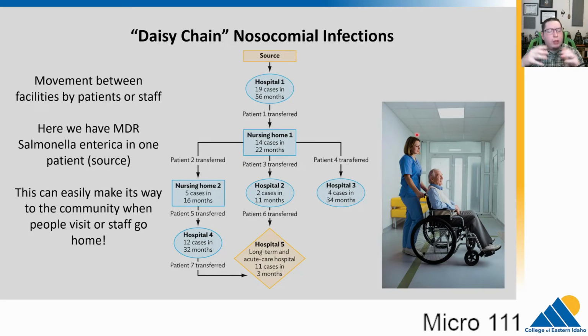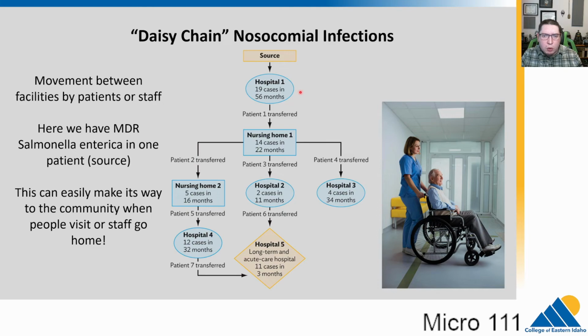So this is one case within a facility, but we can also see what we call daisy chain nosocomial infections. This happens particularly when either patients or staff move between facilities. And we saw cases of this particularly early on in the COVID-19 pandemic. The first cases in the United States started in nursing homes, and those were brought in by staff, and those staff moved between facilities and spread it between facilities. Here we could have something like a source. So somebody comes in and brings it in.